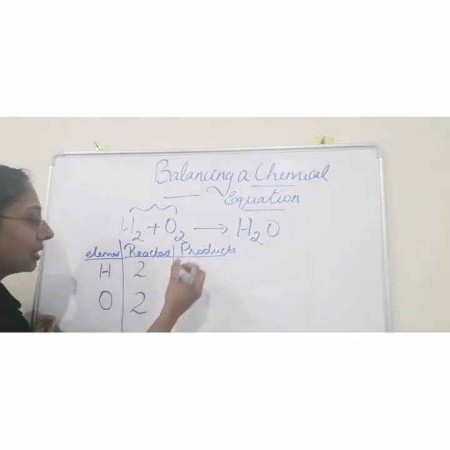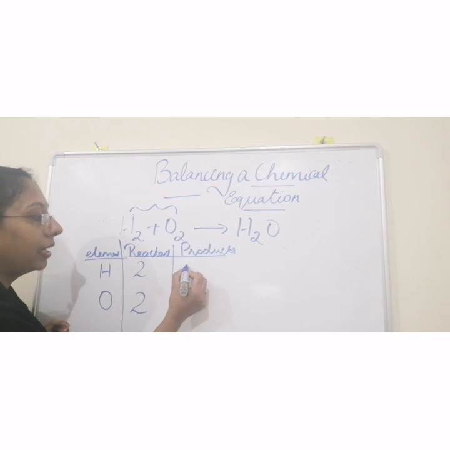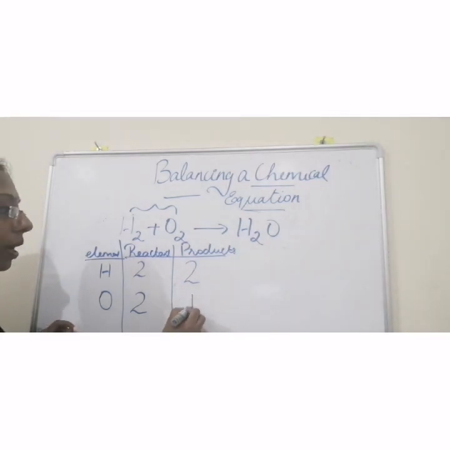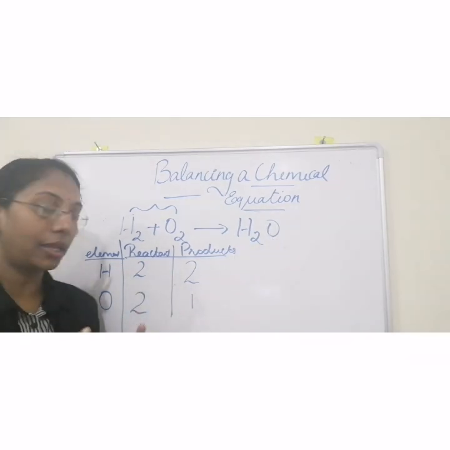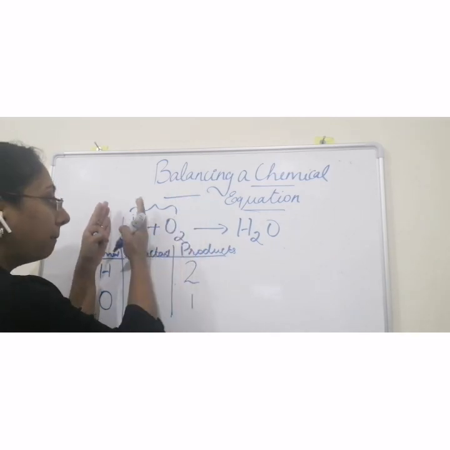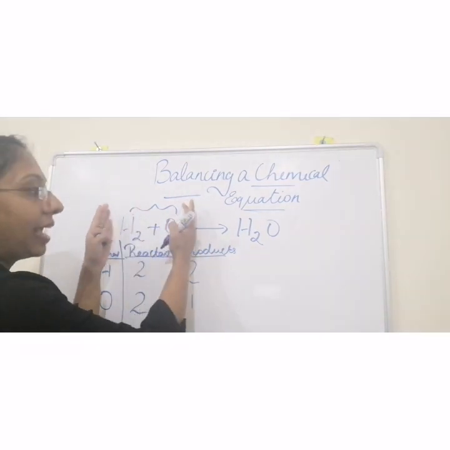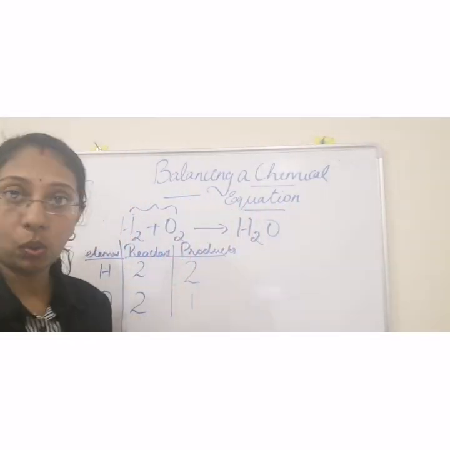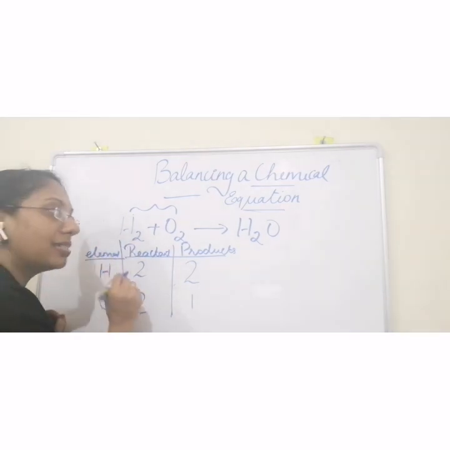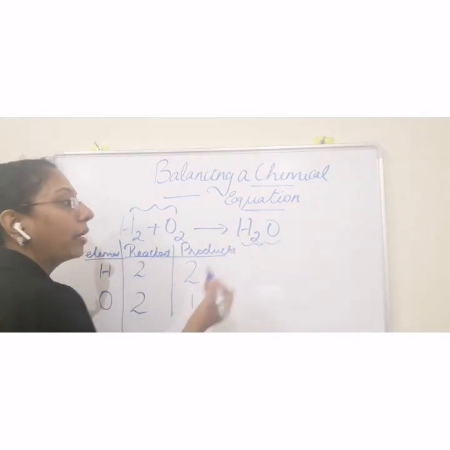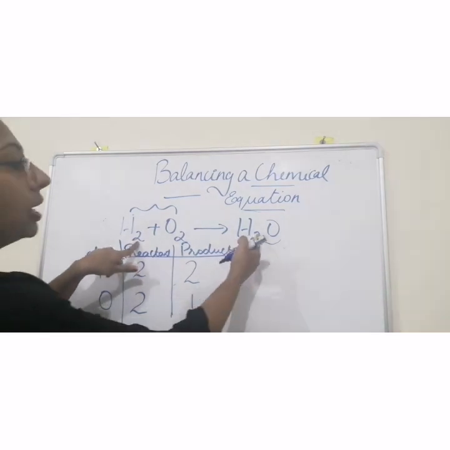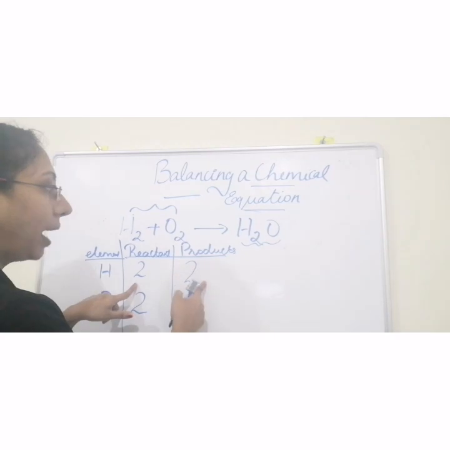On the product side, how many hydrogen atoms are there? It is 2. How many oxygen atoms are there? 1. Because there is no number, it means there is 1 oxygen atom. Then what is balancing? Making the number of atoms on the reactant side and the product side equal. So on the reactant side we can say that 2 hydrogen is there, and on the product side also we can see 2 hydrogen.